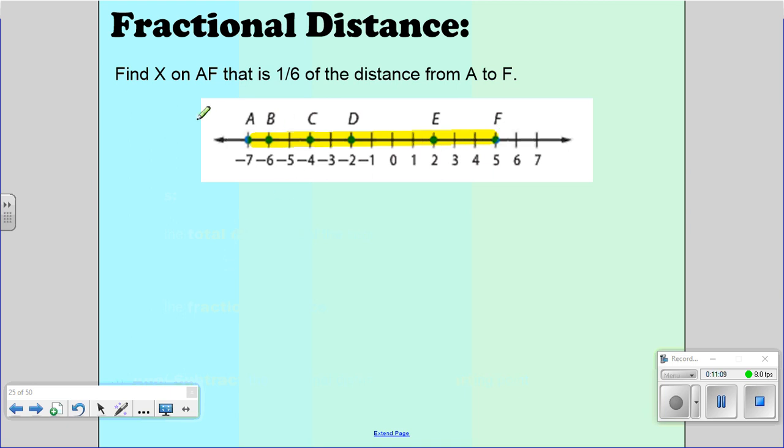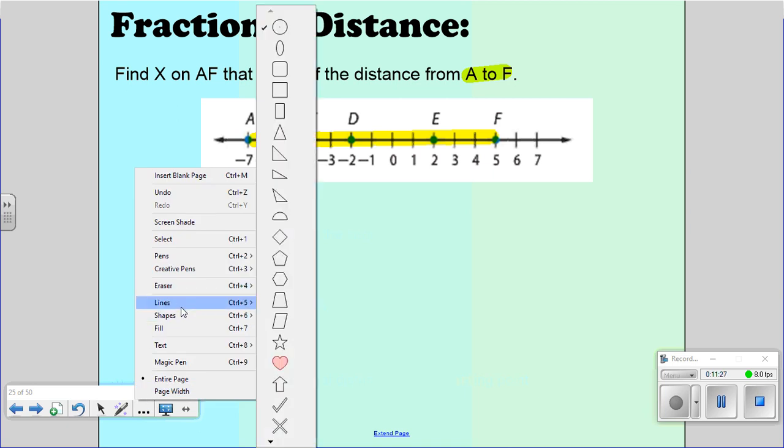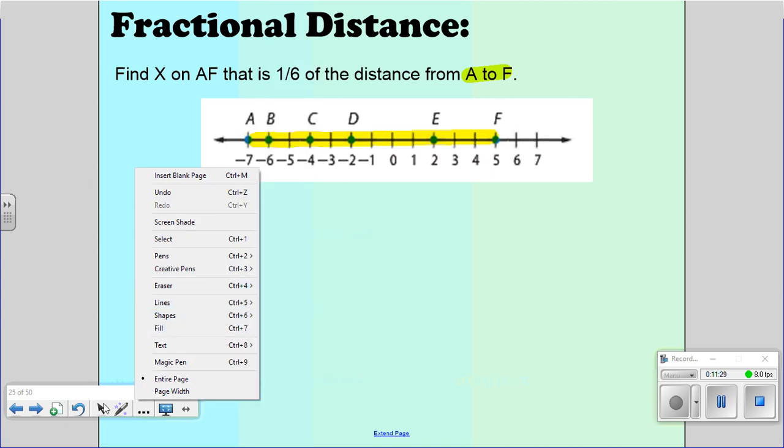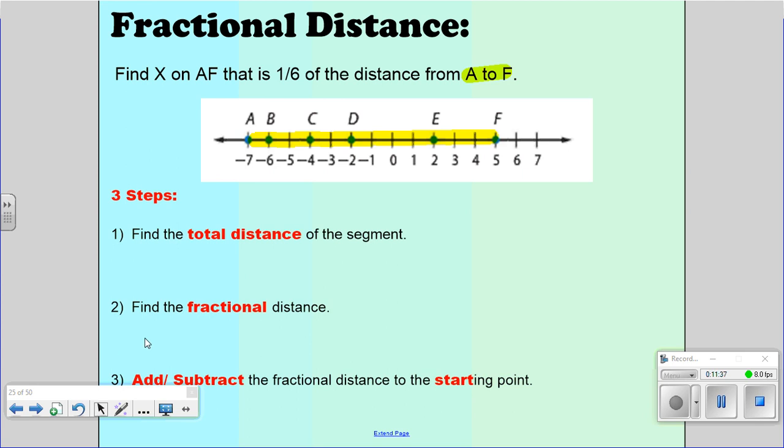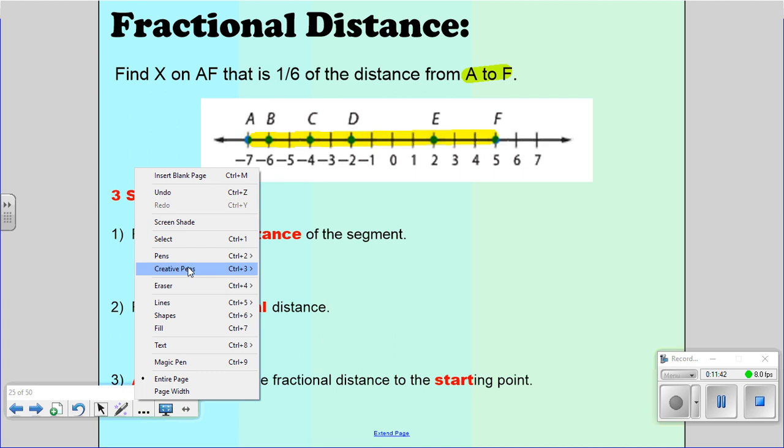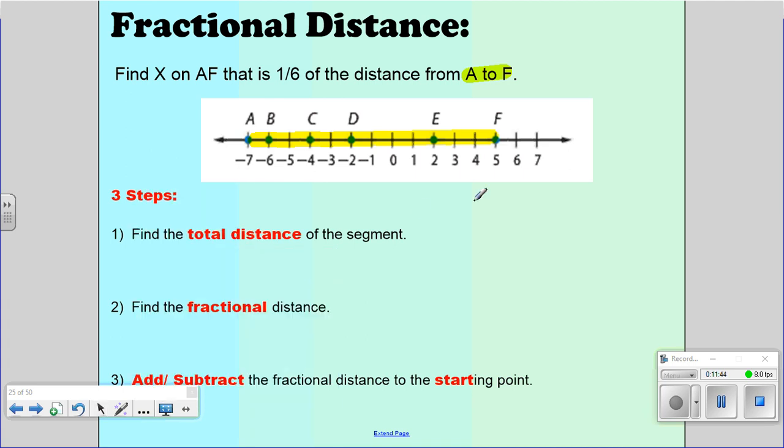So X is somewhere between A and F, 1/6 of the way from A. Again, it's from A to F. So we're starting at A and moving towards the right to get to F. That's going to be very important later. To find the fractional distance, it requires 3 steps. The first step is find the total distance of the segment. So find the total distance between A and F.